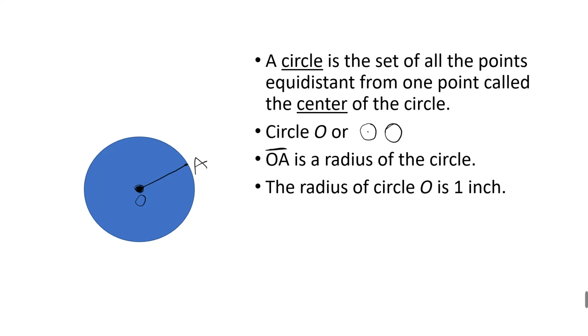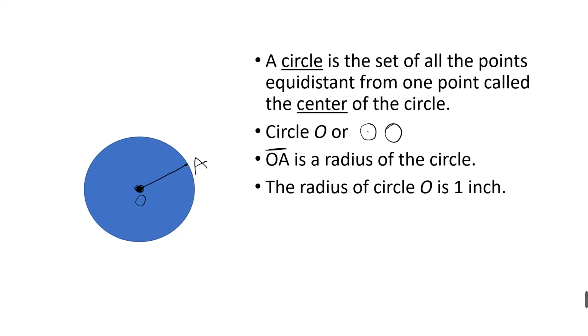All right, did you pause? Okay, here is a circle. That's what your problem work should have produced, a circle. A circle is the set of all of the points equidistant from one point called the center of the circle.